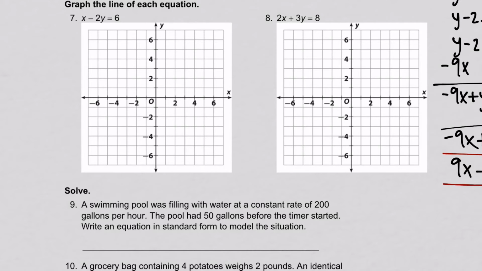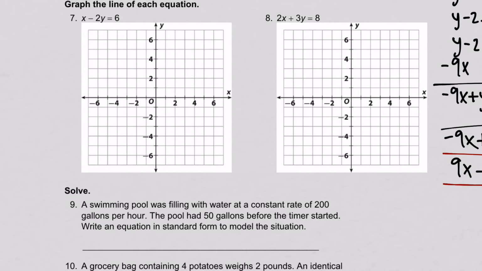So remember, to find the intercepts when it's in standard form, if you want to find the x-intercept, substitute in y equals 0. If you want to find the y-intercept, substitute in x equals 0, right? The opposite variable, plug in 0. So let's find the x-intercept first by plugging in y equals 0.